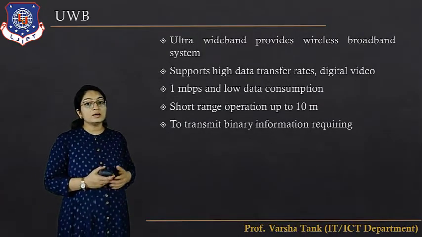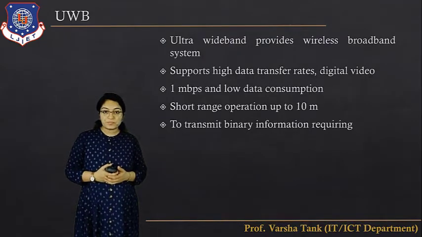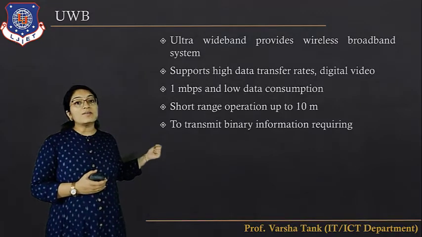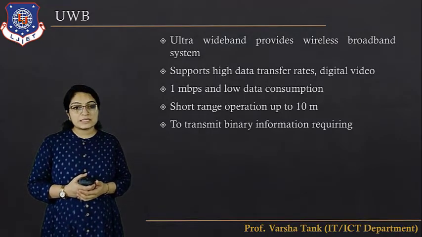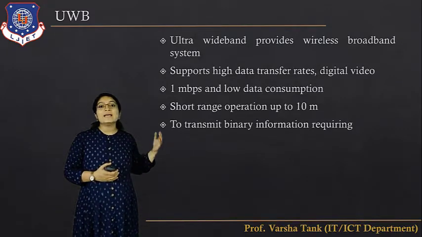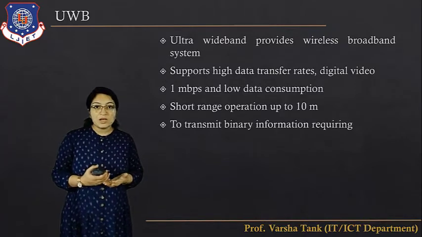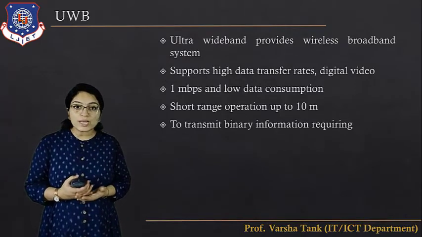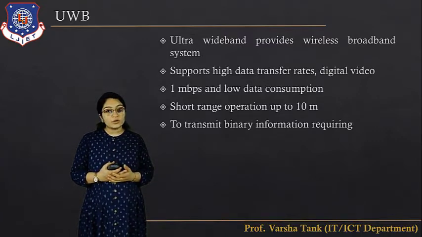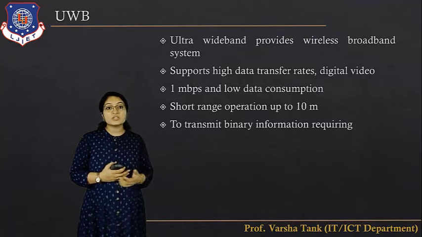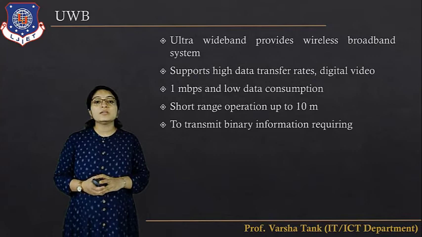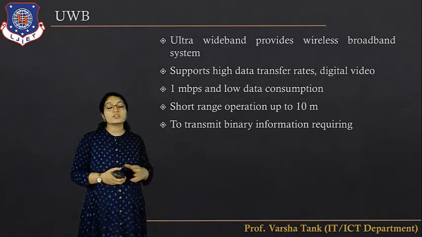Then let's see the next radio, that is UWB. UWB stands for ultra wideband. Ultra wideband provides a wireless broadband system. It supports high transfer rates and digital video. As its name suggests, ultra wideband means it has much more capability. 1 Mbps and low data consumption are there in the UWB. Short range operations up to 10 meters can be performed. It is used to transmit binary information.